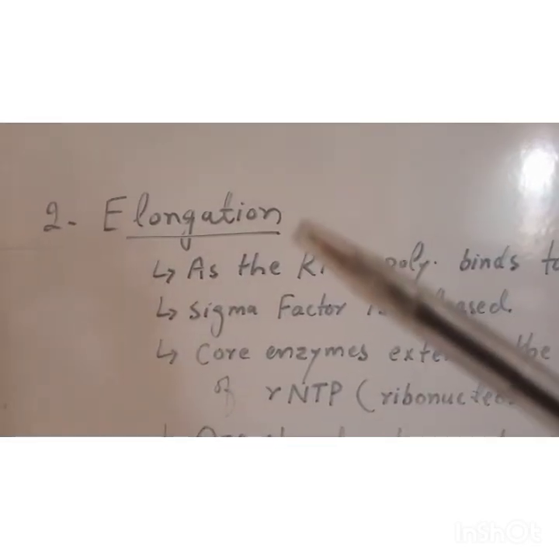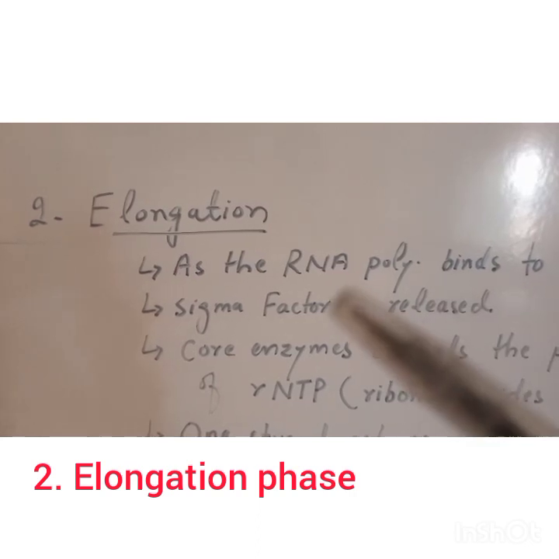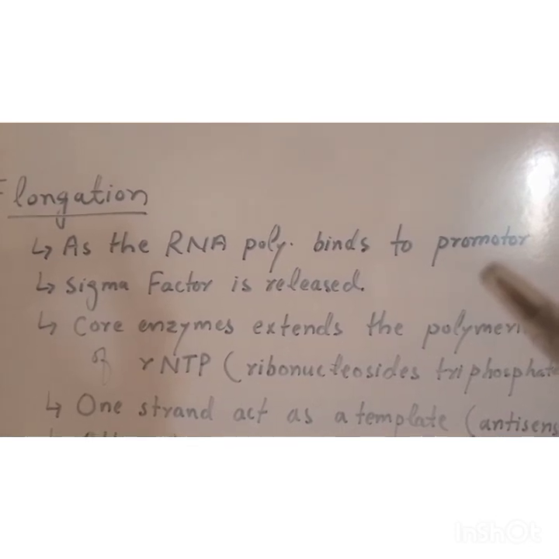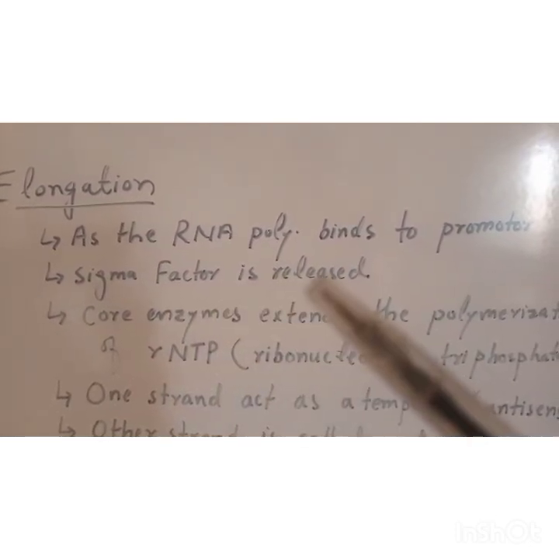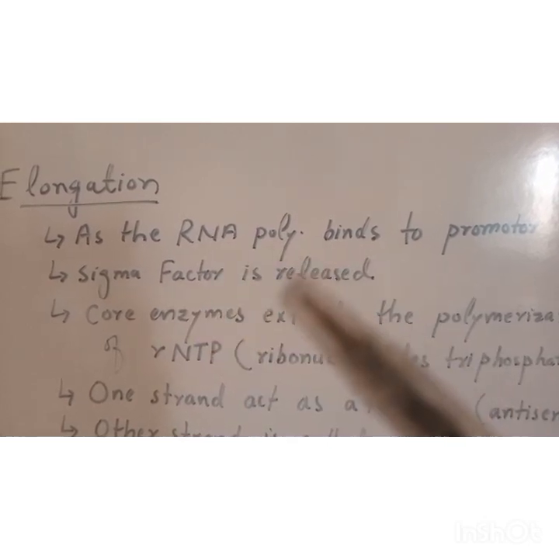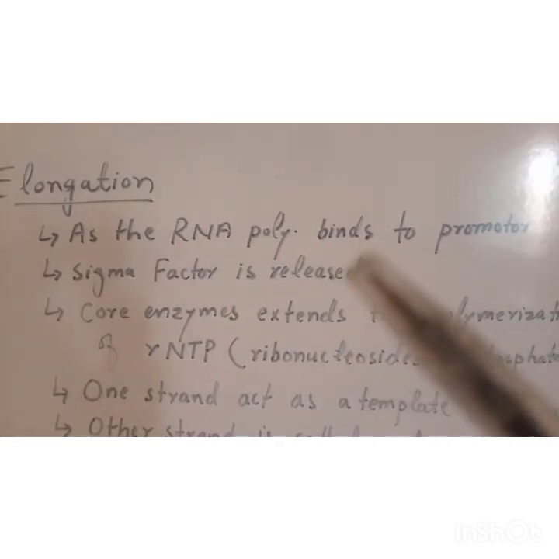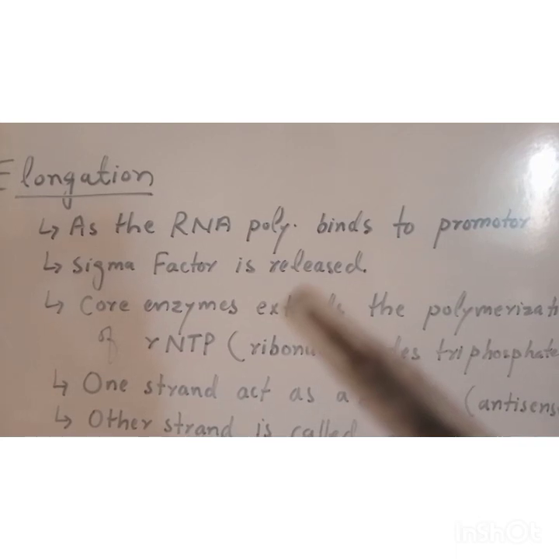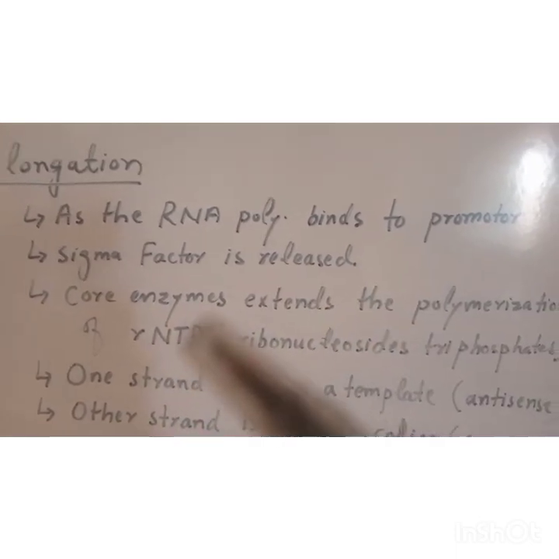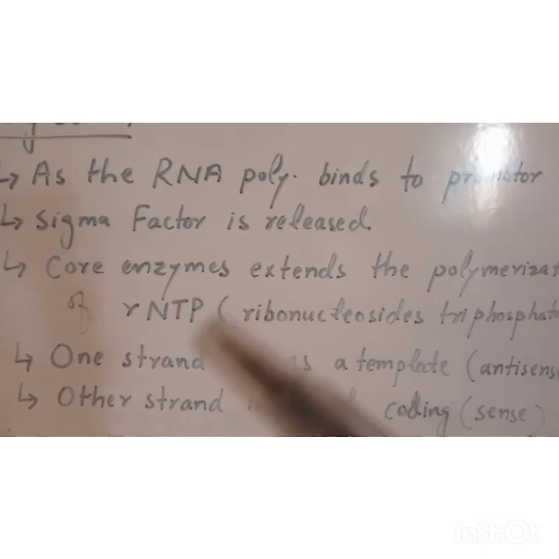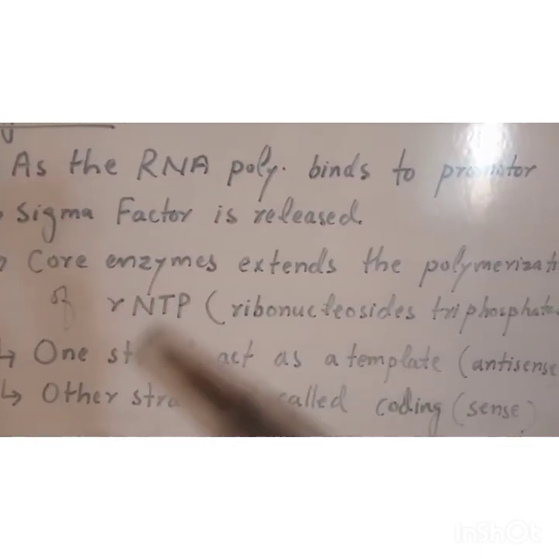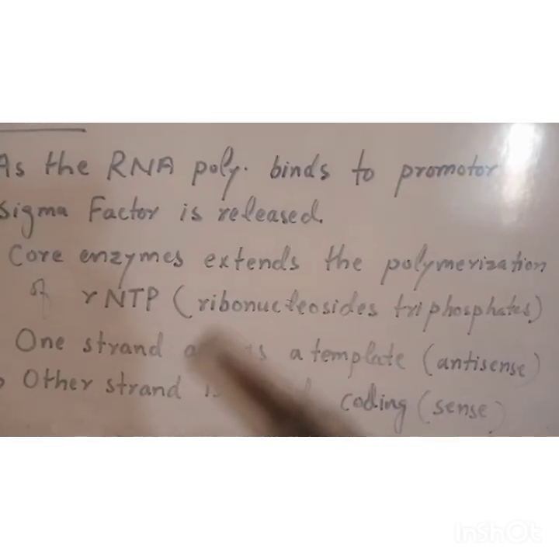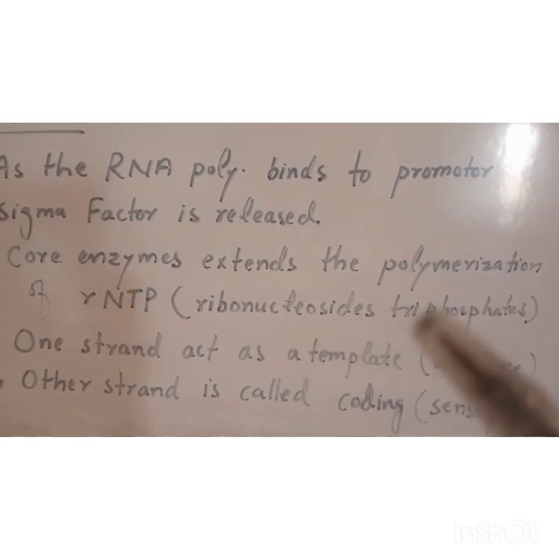Second phase is known as the elongation phase. During the elongation phase, as the RNA polymerase binds to the promoter region, the sigma factor is released, because the sigma factor just helps in the binding of RNA polymerase to the promoter region. After binding, the sigma factor is released and only the core enzymes help in the polymerase activity. These core enzymes extend the polymerization of RNTPs, that are ribonucleoside triphosphates.